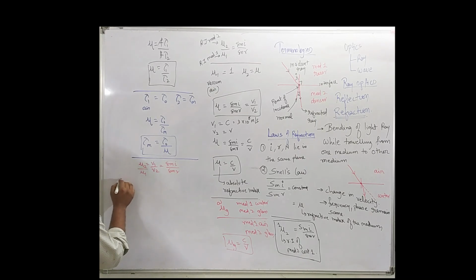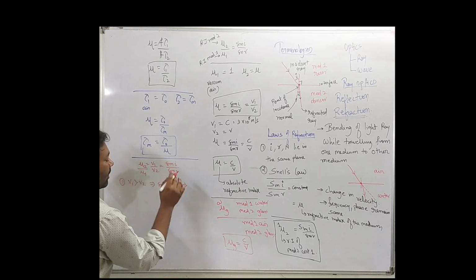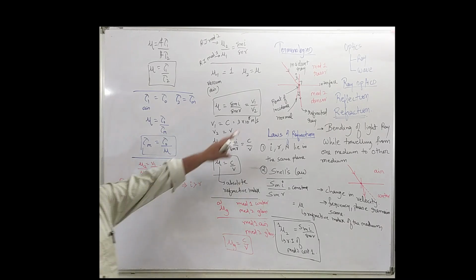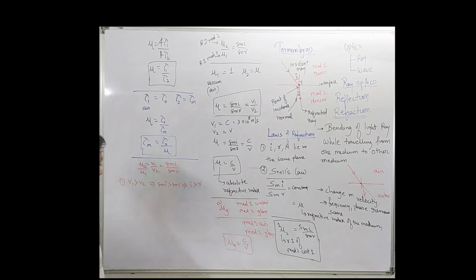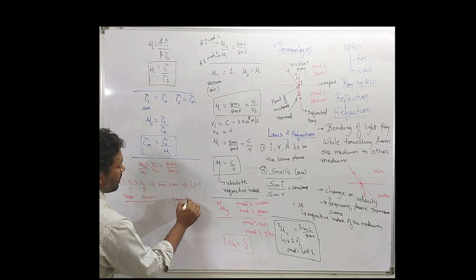So here, case number 1, let's say v1 is greater than v2. For sure sin i must be greater than sin r. We can further conclude that the angle of incidence is greater than the angle of refraction. Since velocity is more in medium 1 and less in medium 2, medium 1 is a rarer medium and medium 2 is a denser medium. So when a ray of light travels from rarer to denser medium, it will bend towards the normal.